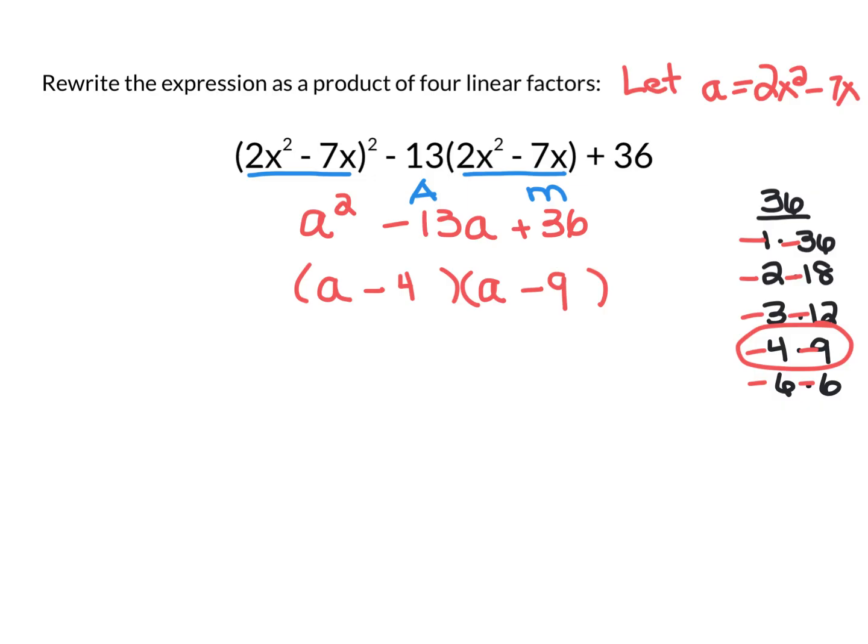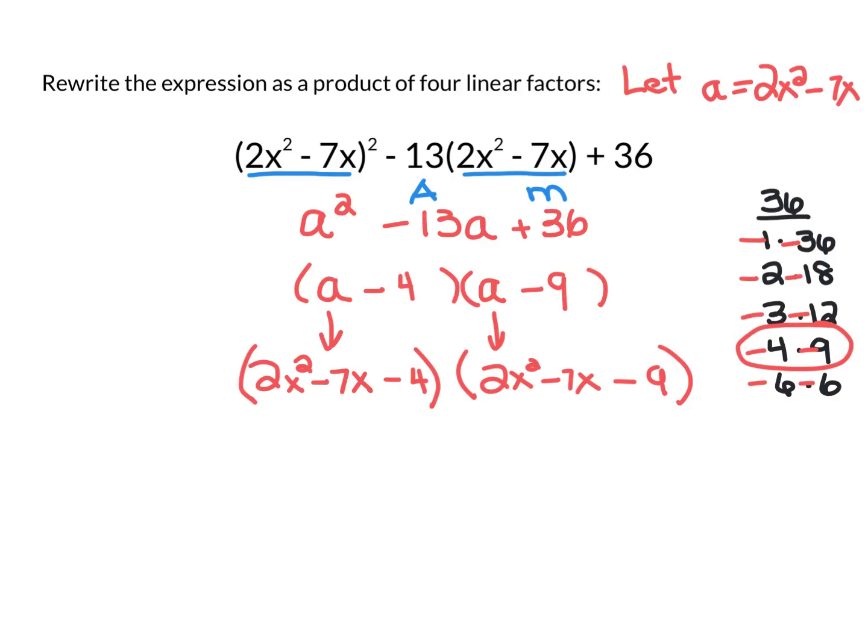All right, so now we're just going to go back, right? Because look, our original problem didn't have any a's. So we're going to go back and change these a's back to what they originally were, the 2x squared minus 7x. Okay, so this, I'm going to make it a 2x squared minus 7x. Right, I'm going to put a parenthesis in front of it and bring down the minus 4 and then close the parenthesis. Okay, same thing here. I'm going to take this a and replace it with 2x squared minus 7x. And then don't forget to bring down the minus 9.